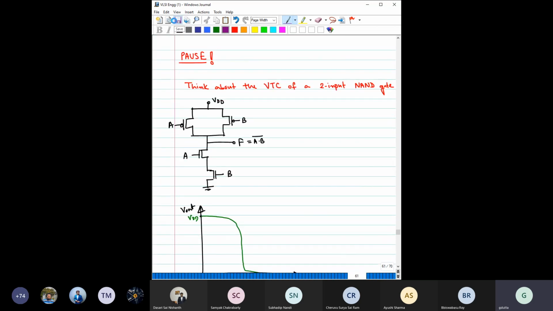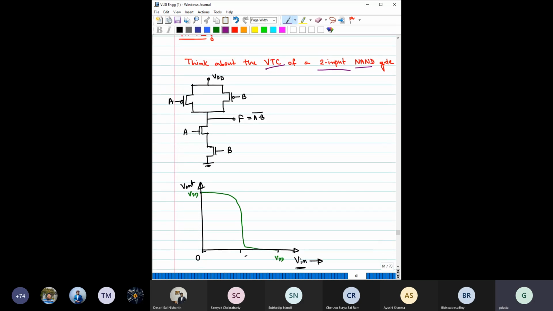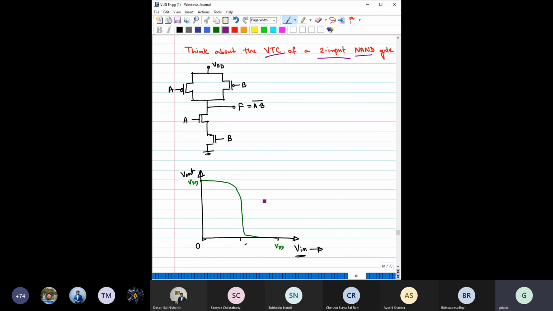Now let us pause for a moment and think a little bit about what would be the voltage transfer characteristics of this two input NAND gate, right? So far we have discussed voltage transfer characteristics many times for different inverters, including the CMOS inverter, right? But here we have two inputs, A and B. Then what do you think? What will be the voltage transfer characteristics? Means you have to plot V out versus V in, right? So how does that look like?